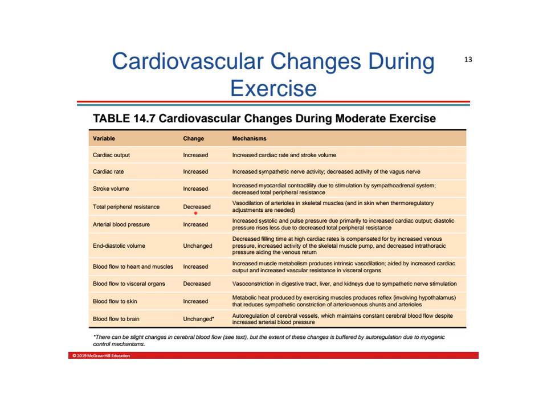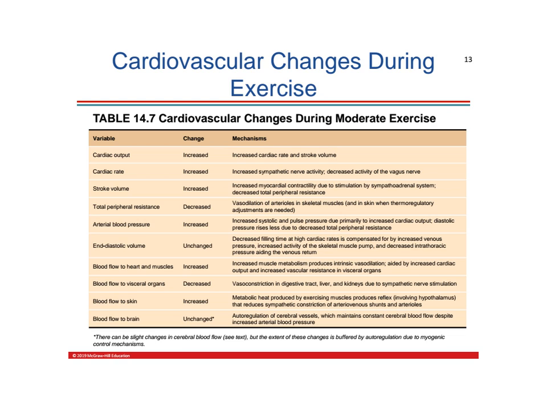Okay, the total peripheral resistance decreases, and this is due to vasodilation of arterioles in skeletal muscles. And additionally, once the core body temperature increases enough, then we'll have vasodilation of the arterioles within the skin. And this is actually pretty significant. This will also lead to a decrease in total peripheral resistance. During exercise, the mean arterial pressure does increase a bit. This increased systolic and pulse pressure is primarily due to increased cardiac output. Diastolic pressure rises less due to decreased total peripheral resistance.